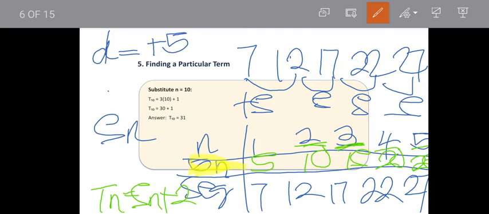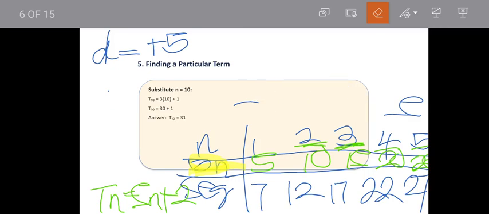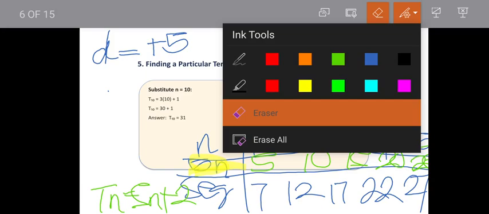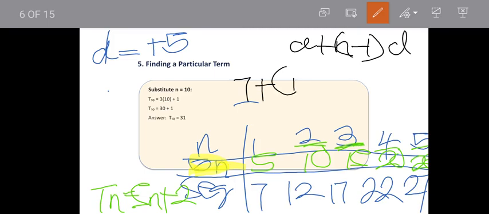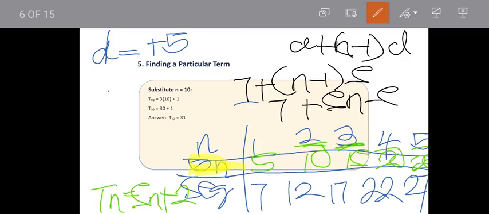Something like this here. Or we could have just used the original method, the first method that we looked at. So let's try to see if the answer is going to be the same. So we've got our a plus n minus 1 d. Our a, we said that it's going to be 7, plus n minus 1 d. That becomes 7 plus 5n minus 5. So 7 minus 5, that is 2. So that is 2 plus 5n. So the answer is still going to be the same. We are still going to get 5n plus 2.